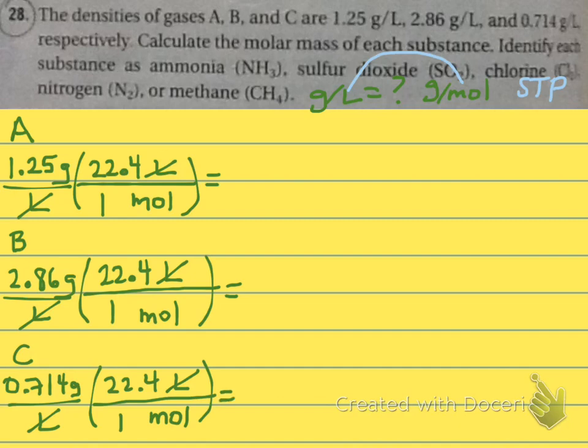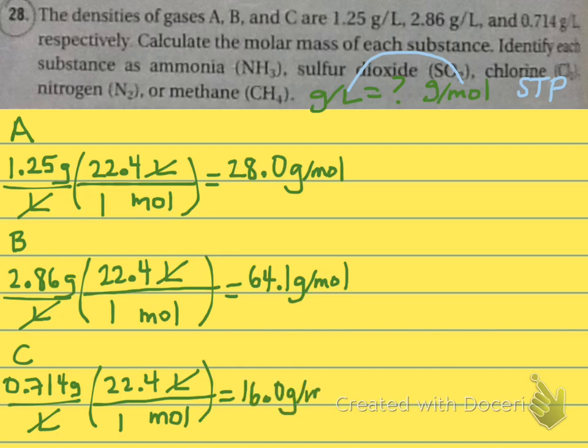So doing my math, this time I'm multiplying every time, right? Because both my numbers are in the top. So I have 28.0, and I want to use 3 sig figs, grams per mole for A. I have, with 3 sig figs, 64.1 grams per mole for B. And with 3 sig figs, I have 16.0 grams per mole because it's 15.9936. Now, I want to identify each substance as these.